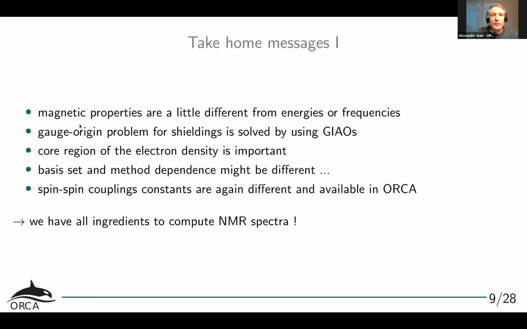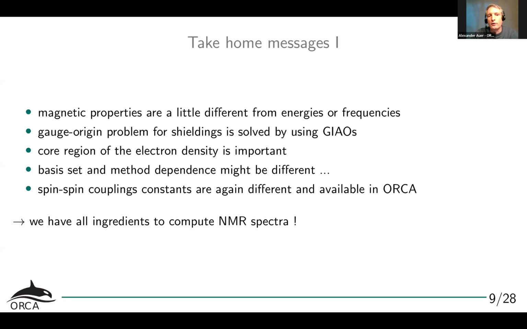Before that, just to sum up: magnetic properties are a little bit different from energies and frequencies, so you might have to use different basis sets and different functionals. The gauge origin problem is already solved by using GIOs. But we've seen these high powers of 1 over R, so we need to describe the core region very well. So if you have heavy elements that use ECPs, calculating NMR properties with ECPs is not advisable. Use an all-electron basis set, so your electron density close to the nucleus is okay. Basis set and method dependence might be a little bit different. And if you want to calculate full spectra, the coupling constants are also there in ORCA, so we have all the ingredients.